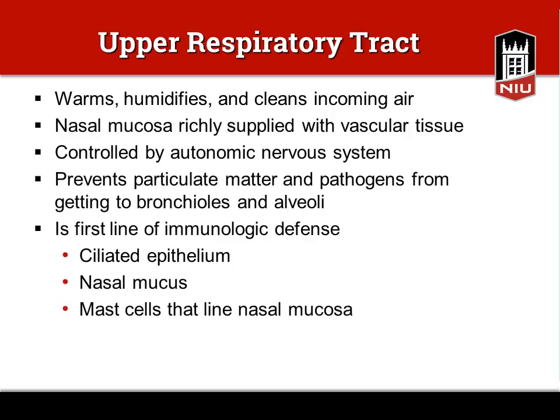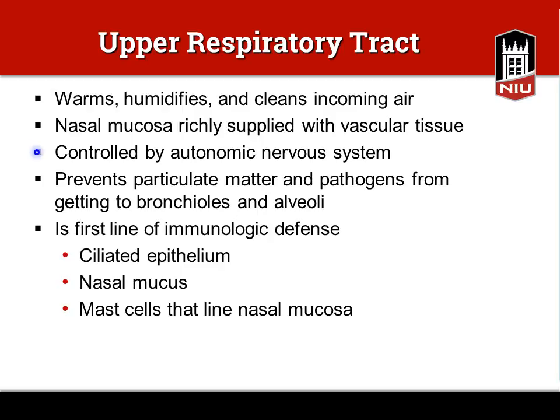Just in case you did not read the previous chapter, the upper respiratory tract is responsible for warming, humidifying, and cleaning incoming air. The nasal mucosa is richly supplied with vascular tissue. You know this anytime that you get a patient with a raging nosebleed. Sometimes that can be a little tricky to stop, especially if their systolic is greater than 140 or 160. It is controlled by the autonomic nervous system.